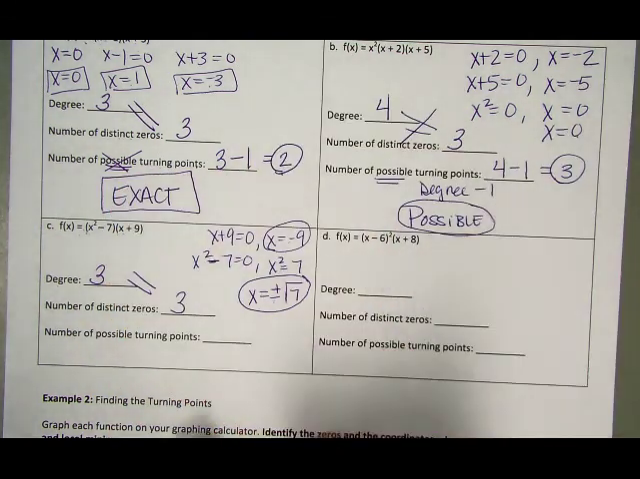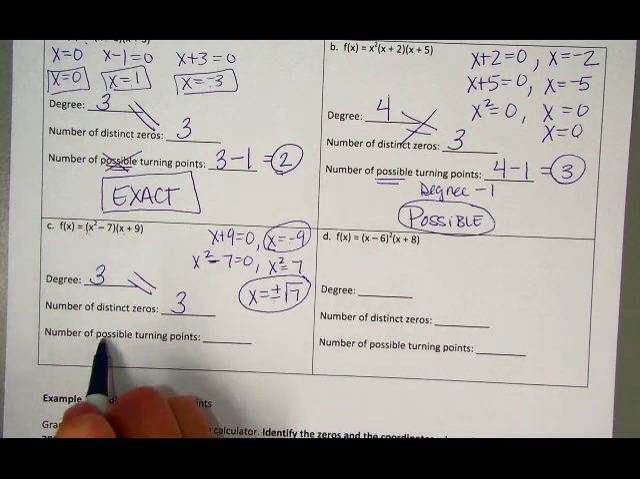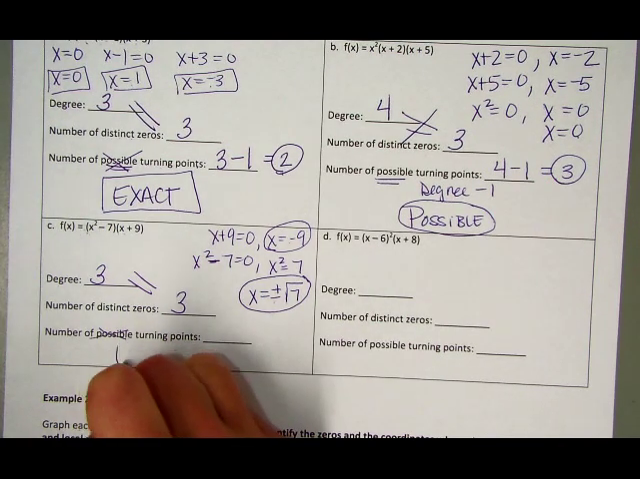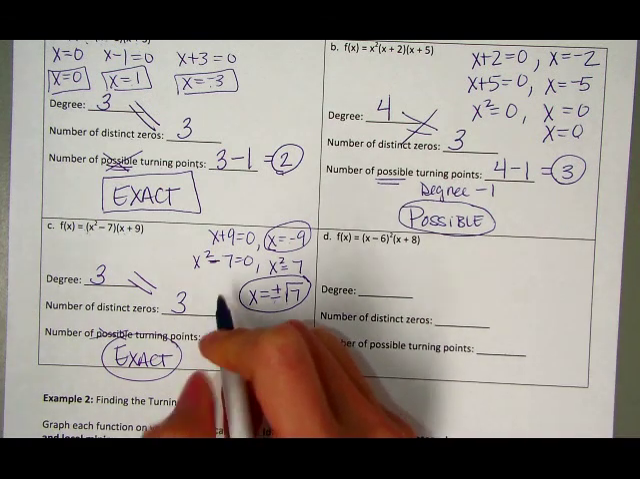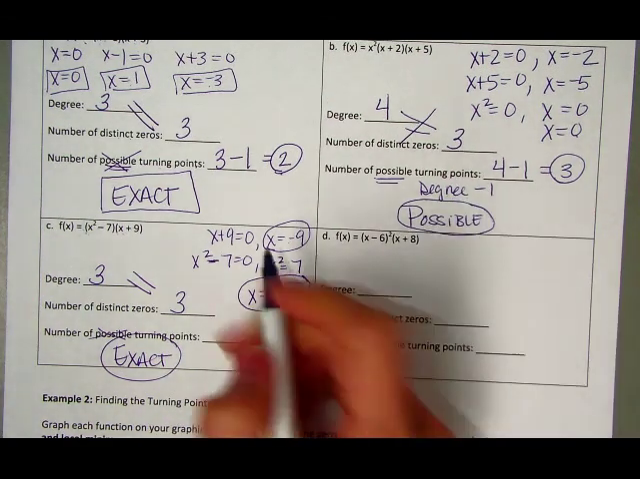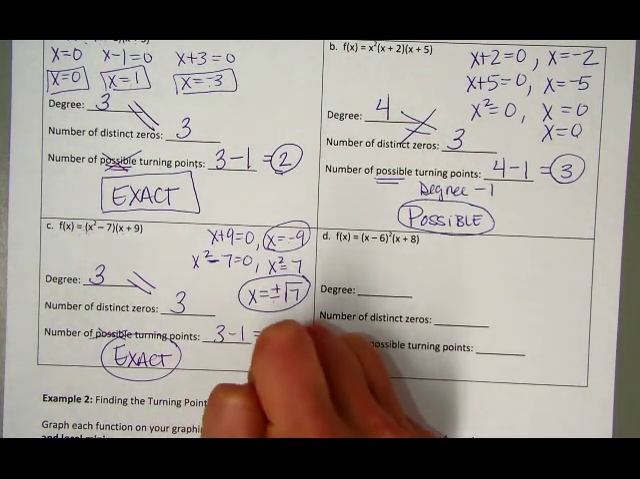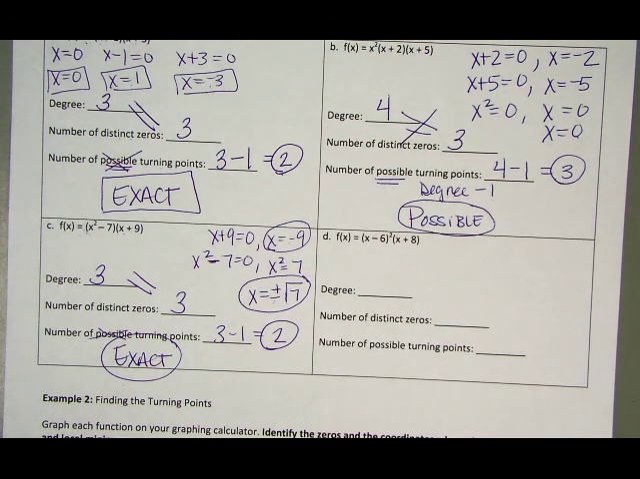Since these two are equal, I know that my possible turning points are actually going to be an exact number. And I find that by taking my degree minus 1. So my degree minus 1 tells me I have exactly 2 turning points for that graph.